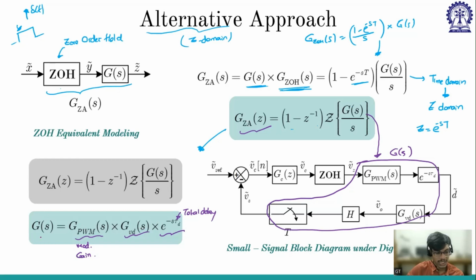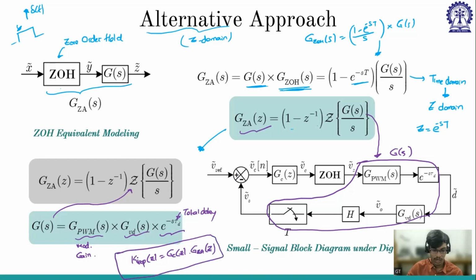Now we have to do G of S by S, and then convert it into Z domain, and after converting into Z domain, we have to multiply by 1 minus Z inverse. Then K loop of Z will be GC of Z into GZA of Z. So now everything is in Z domain. If you want to check the stability or anything, you can do everything in Z domain. You can use this model also to design the controller.